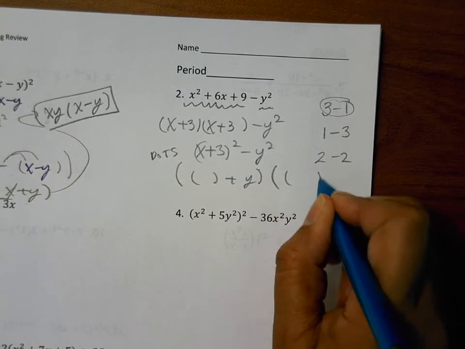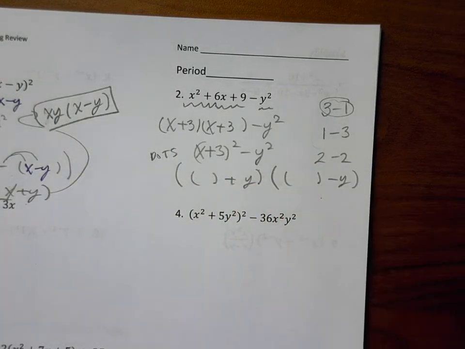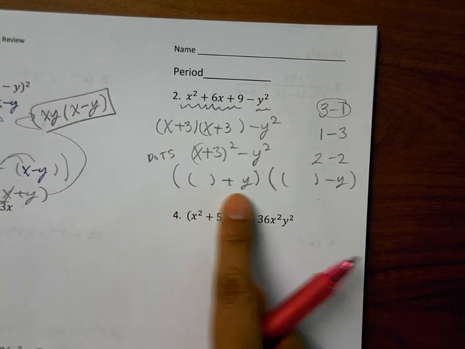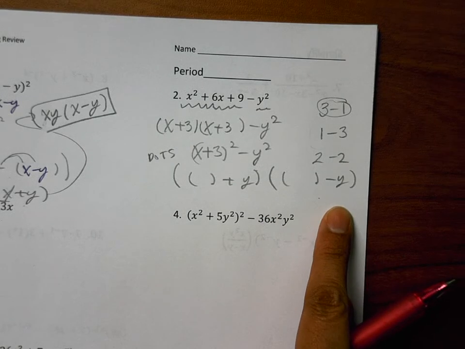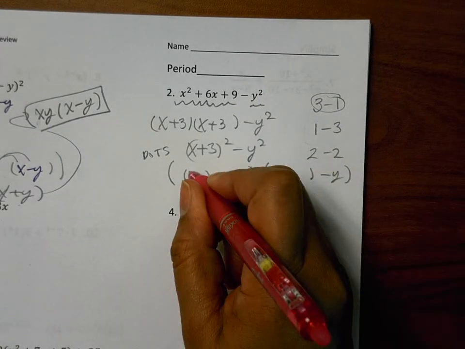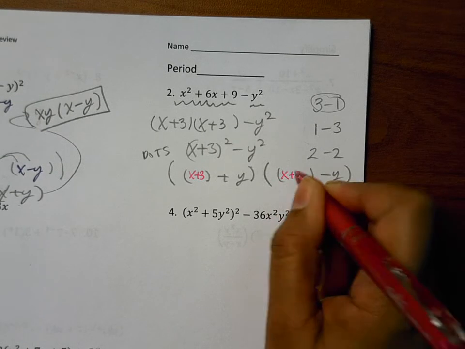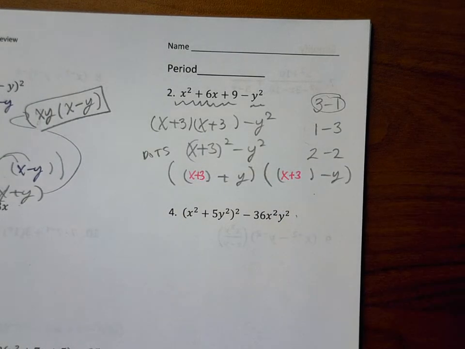Yeah. Okay, big parentheses, blank plus y. Big parentheses, blank minus y. That first part of factoring, did I do it correctly? If I called that u, that would be u plus y, u minus y. What do I plug in? X plus 3. X plus 3.